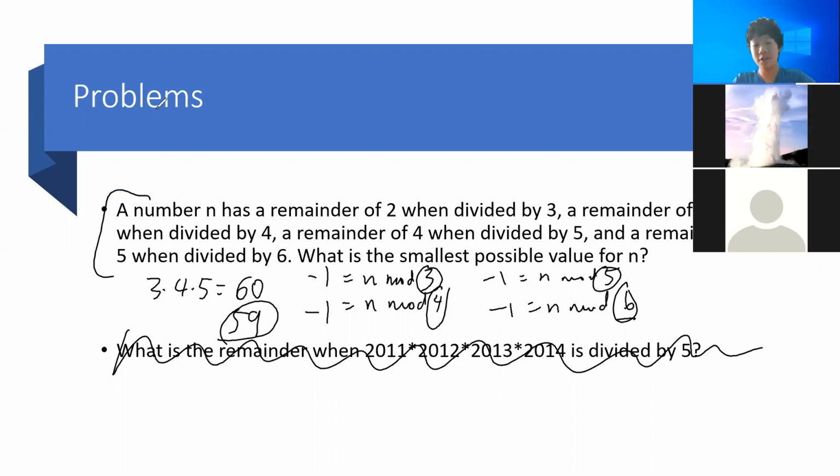So by turning all of them into the same remainder, all you have to do is take the least common multiple of all these numbers and subtract that remainder out. Or add that remainder in, whatever. Okay? Any questions about that?